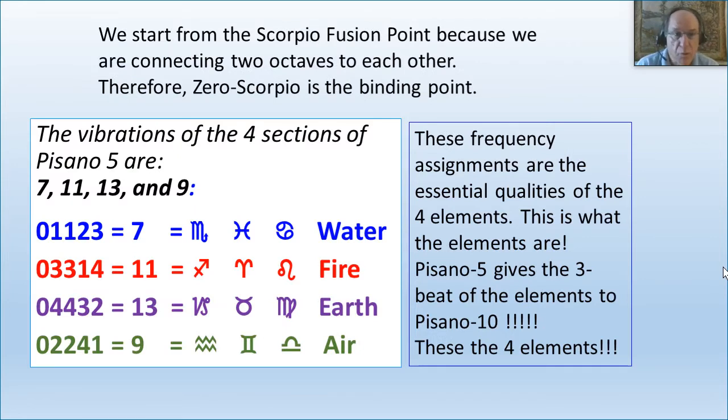And here's what we end up with. The Pisano 5 placed within the rhythm of Pisano 10 gives us what we see in this white box on the left. This is what we've been leading up to. Drum roll. This is it. Fireworks. This is the key thing. Scorpio vibrates to 7. The next sign, Sagittarius, vibrates to 11. Capricorn to 13, Aquarius to 9, and then you just go right around the zodiac. After Aquarius, you get to Pisces. Let me show you that on the previous slide.